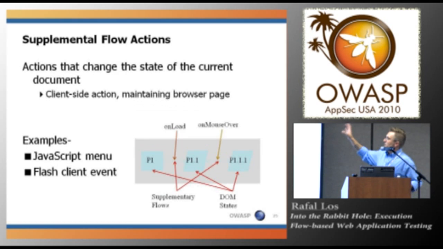So supplemental flow actions are actions that change the state of the current document. So the current DOM state changes. Right? So client-side actions, maintaining the browser page you're already on. So things like a JavaScript menu, your mouse over events, right, on mouse over, those kinds of things. Your cascading menus. A lot of this is Flash client events. So again, the map becomes P1, P1.1, P1.1.1. Right, these are just DOM state changes, but it's all within the same context of the same page. All good so far?